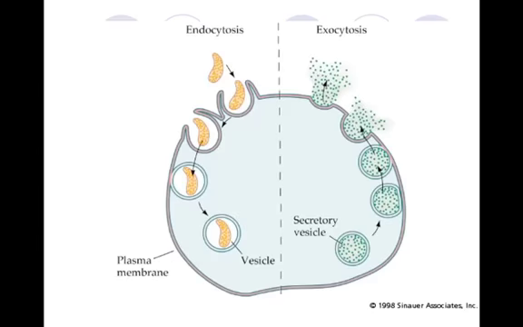This is a great picture of how this happens. In endocytosis, this is your plasma membrane right here. Your plasma membrane, or cell membrane, takes it in, moves it over to the other side, and then spits it back out. It requires energy at both sections.